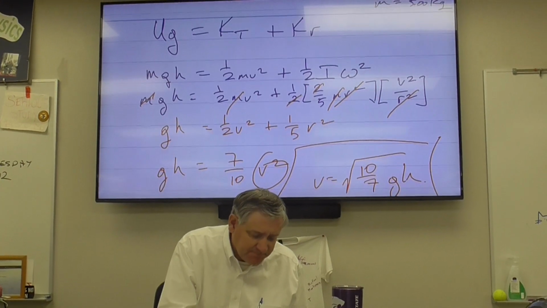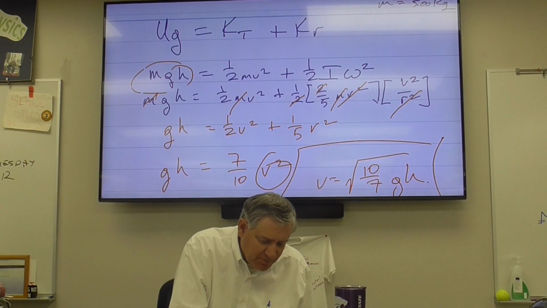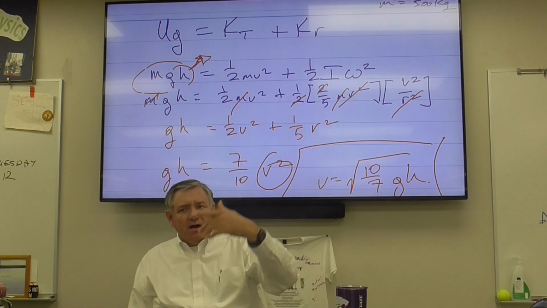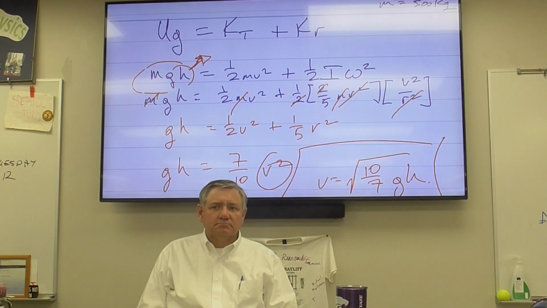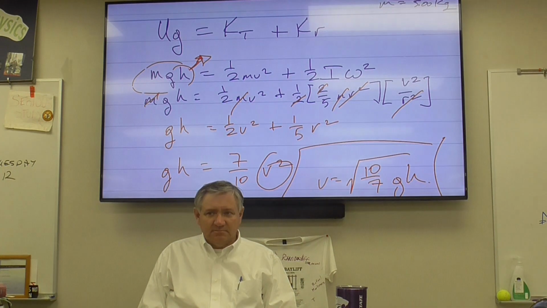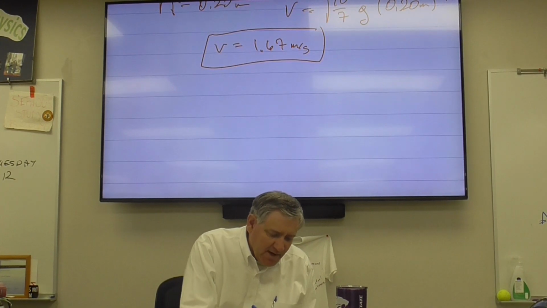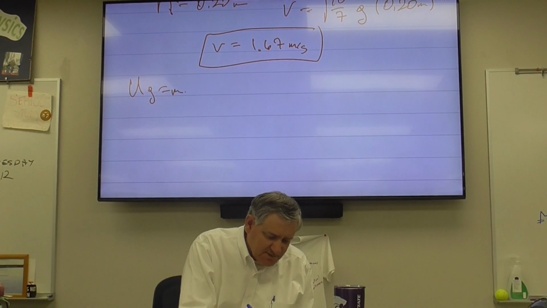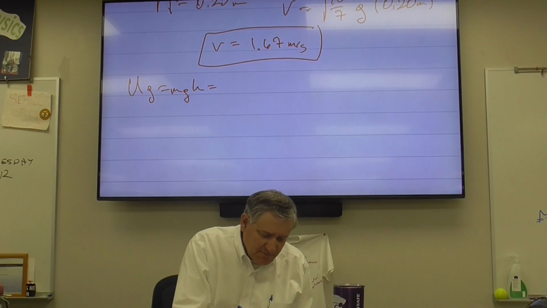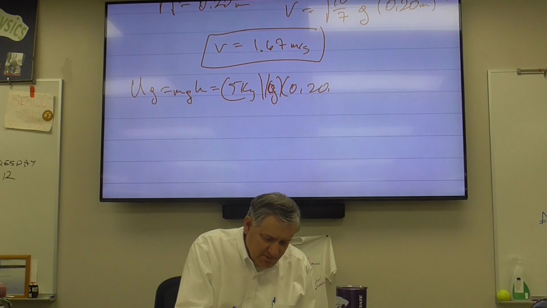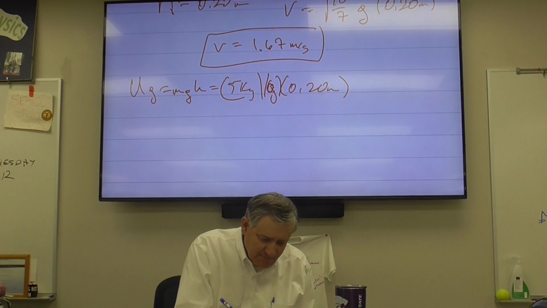Now, at this point, knowing the mass and the height is 0.2, could I calculate the UG that I started with? Yes, because UG is MGH, right? So UG is going to be my mass of 5 kilograms times g times 0.20 meters. So go and do that.